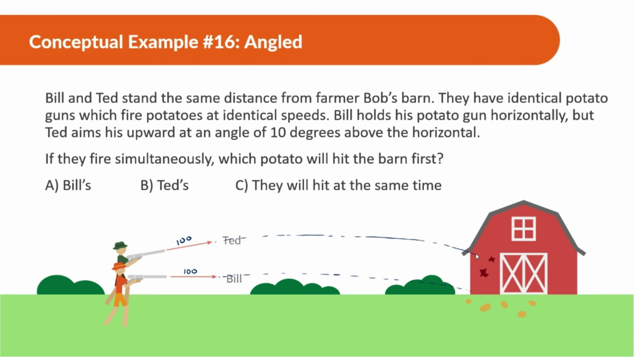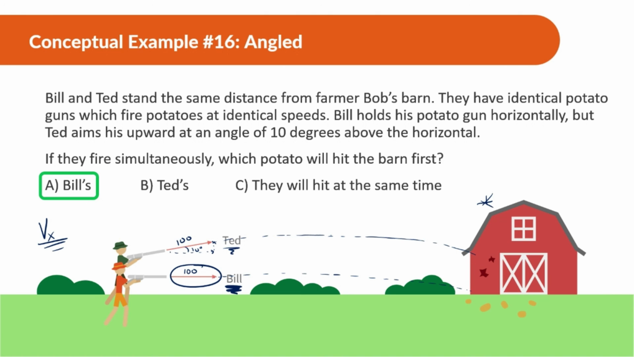But we should know that the answer is going to be Bill's. The one that's going to hit the barn first is the potato that's traveling the fastest in the x direction, so whichever velocity is the most in the x direction. Since Bill is firing his completely horizontal, it's going to be fired in the x direction with 100. But for Ted, since his is at an angle, I guess it's a 10-degree angle.